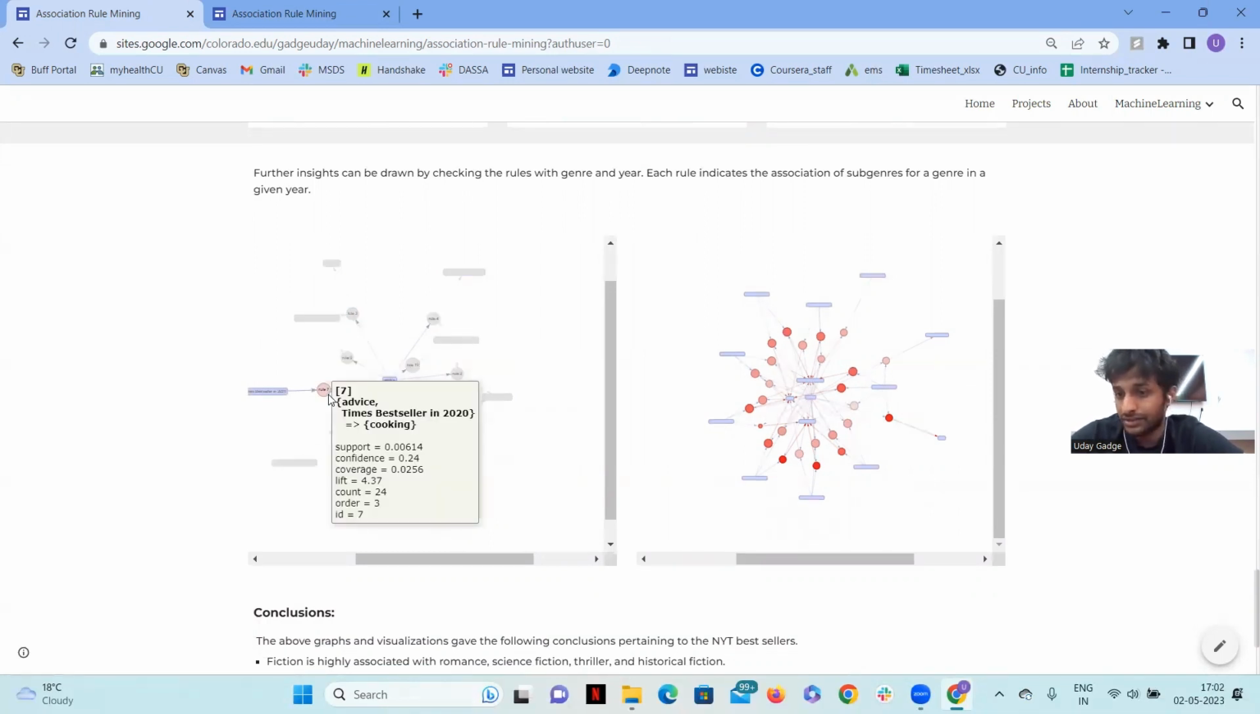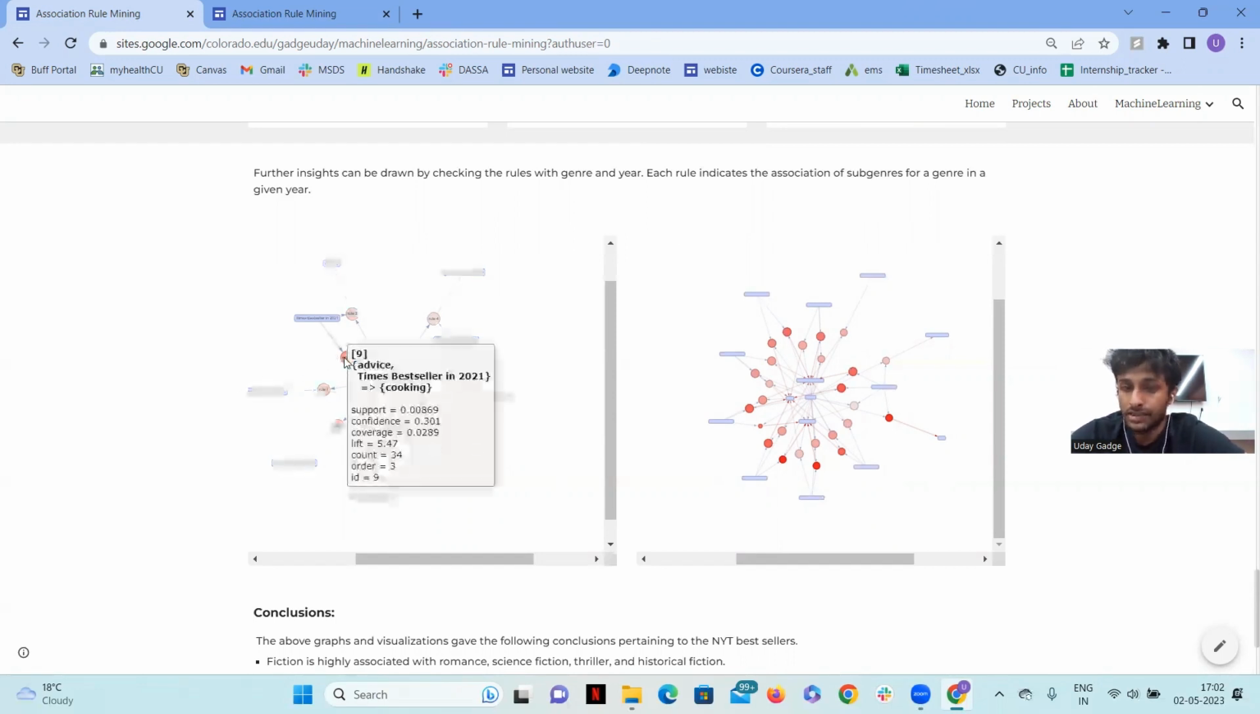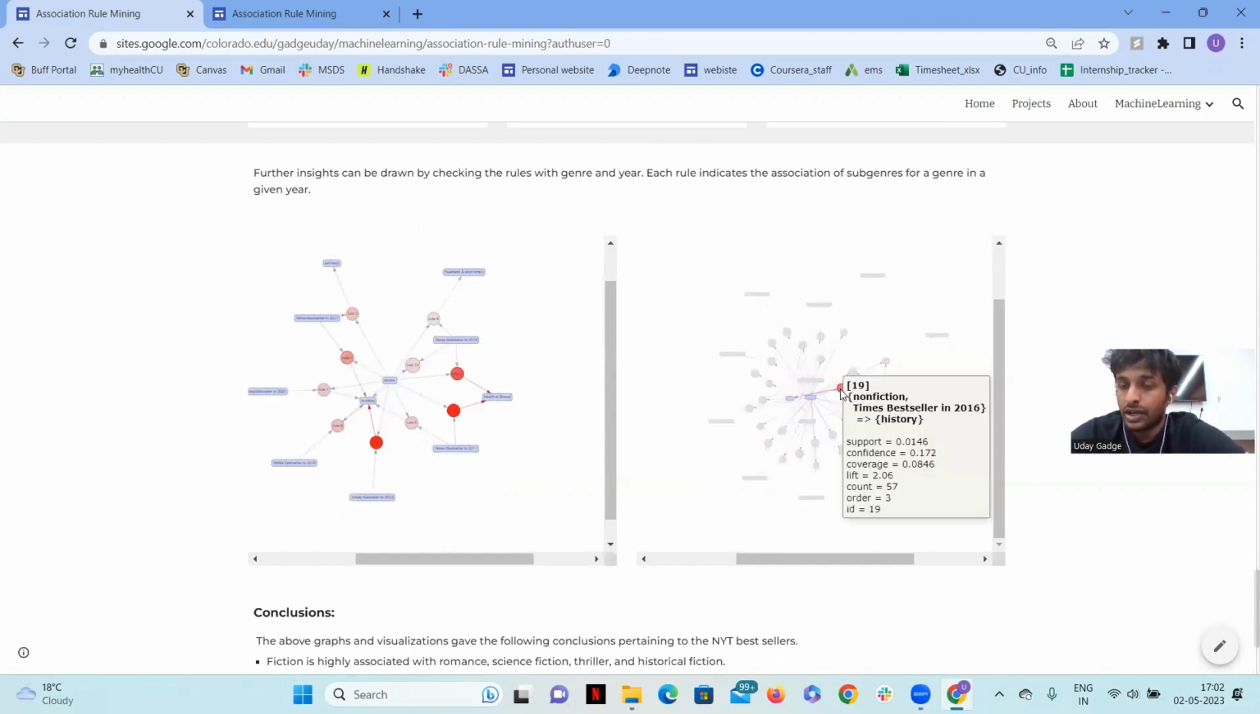This can be linked to maybe the pandemic. Once the pandemic started, people had to cook and developed cooking as a hobby. So the advice associations kind of shifted from health and fitness to cooking. And when it came to nonfiction, the pattern was that pre 2018, a lot of the associations were related to biography, autobiography, and history. And from 2018 to 2022, because of the elections, there was more interest in political sciences.